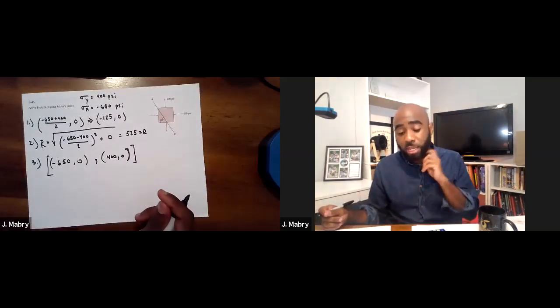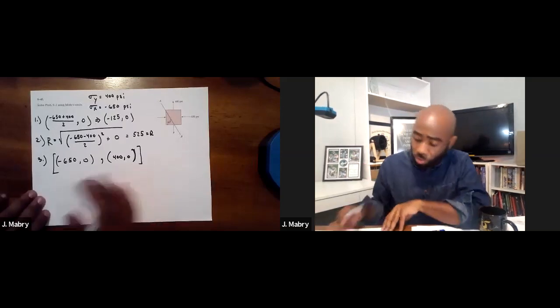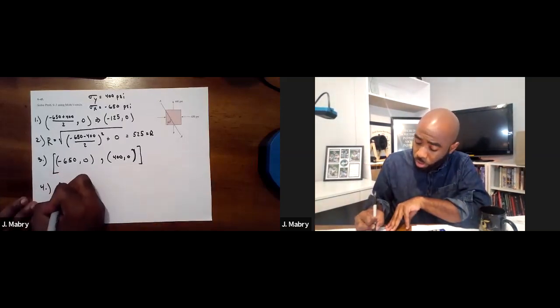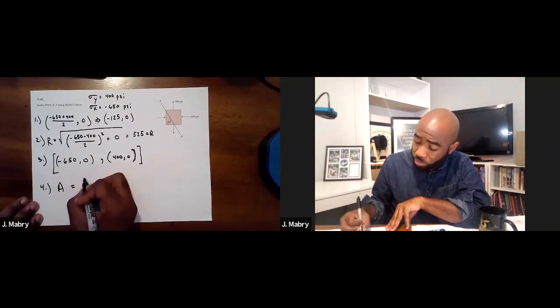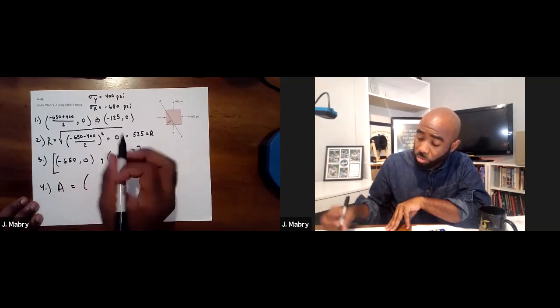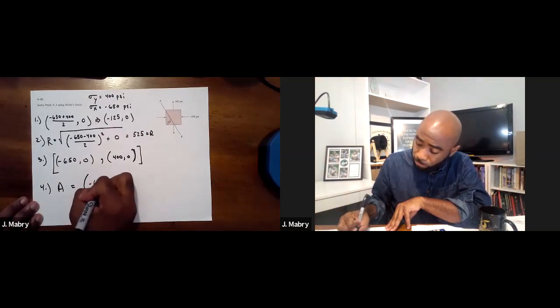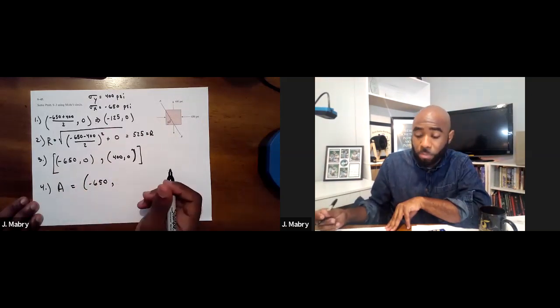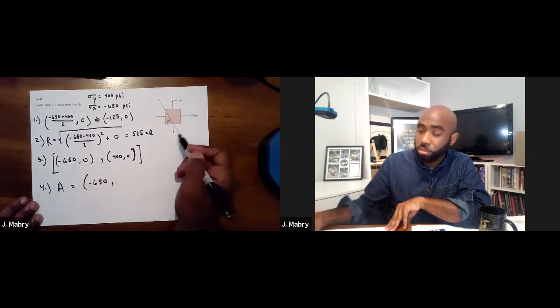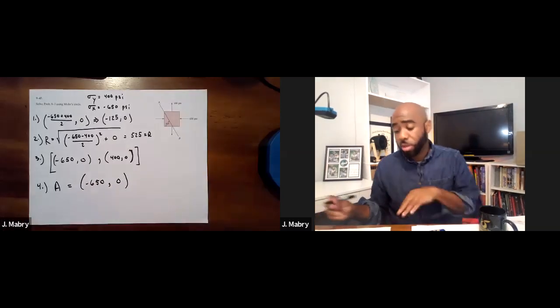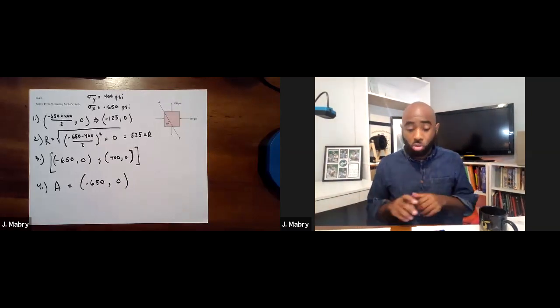And then last but not least, what is our reference point? Our reference point, number 4, denoted by A, is simply sigma sub x, which we know to be negative 650, and tau sub xy, which, again, according to our diagram, we do not have anything, so that's 0. Those are the 4 things we need to draw our Mohr circle.